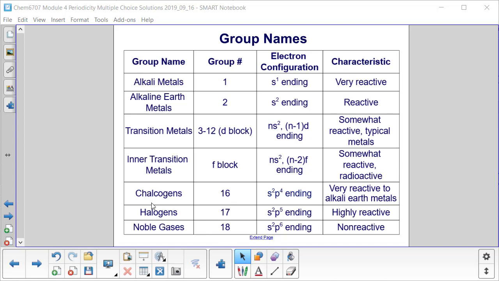Then group 16, the chalcogens, that's the one that starts with oxygen, have an s2p4 ending. They are very reactive to the alkaline earth metals. So like oxygen is very reactive to something that's in group 2. The halogens, group 17, s2p5 ending, are highly reactive. The noble gases in group 18 have an s2p6 ending and are non-reactive. We often call those the inert gases because they are not very reactive.